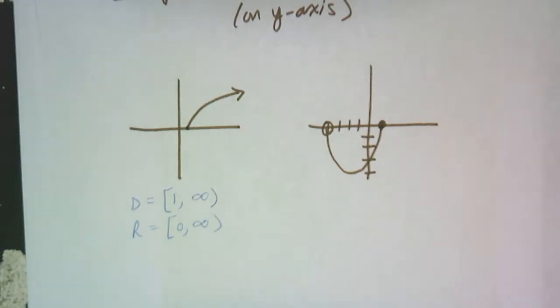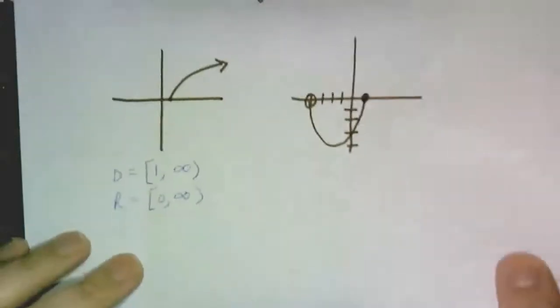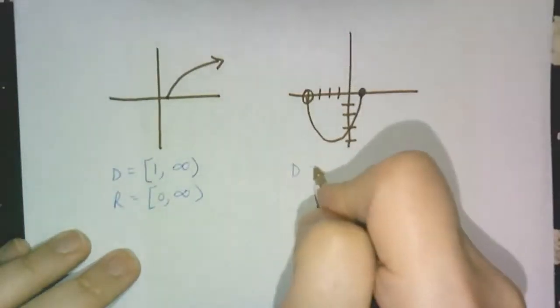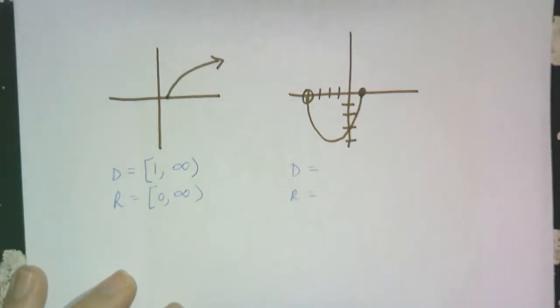Let's talk about this second one. Again, start with domain. You try it for a minute, see if you can figure out domain and range. Let's see if you're right. How wide is my picture? How tall is my picture?